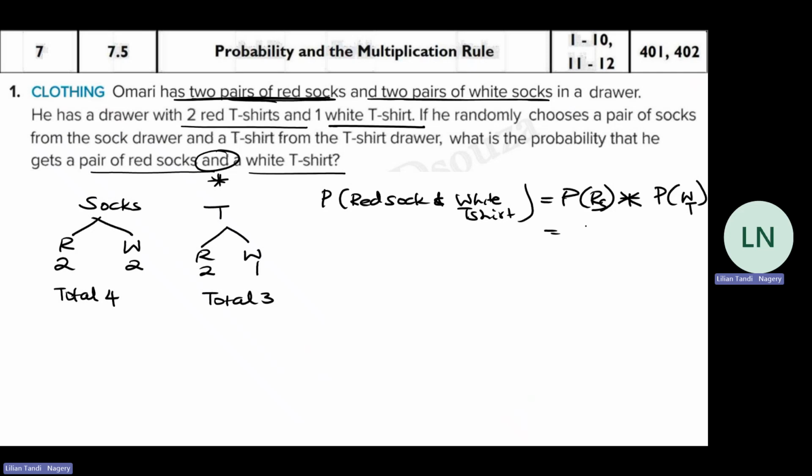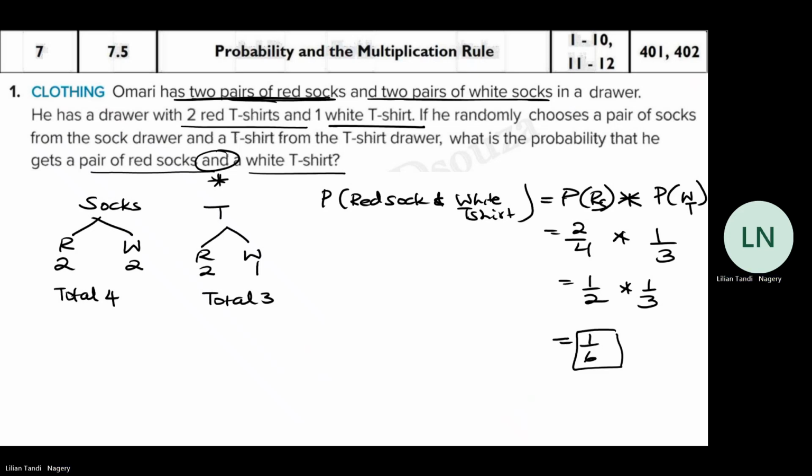White t-shirt, red sock. Red sock is 2 out of 4. White t-shirt is 1 out of 3. This is half times 1 out of 3, giving me 1 out of 6.